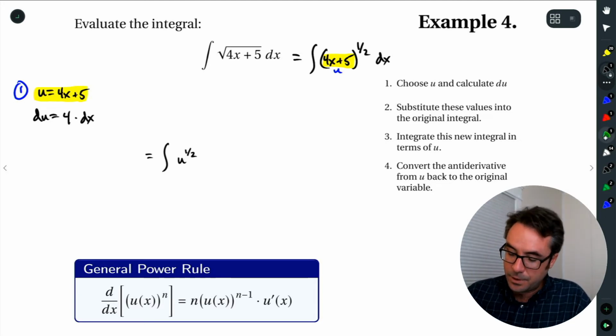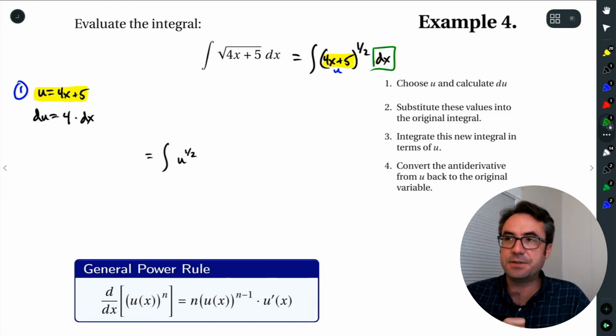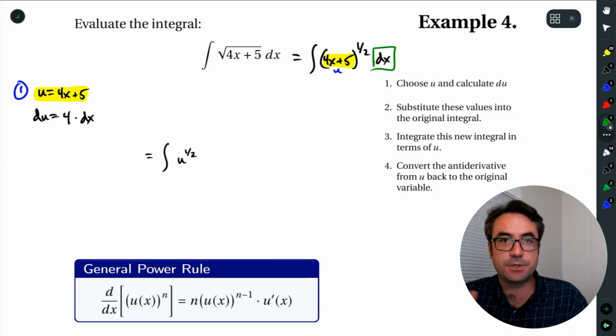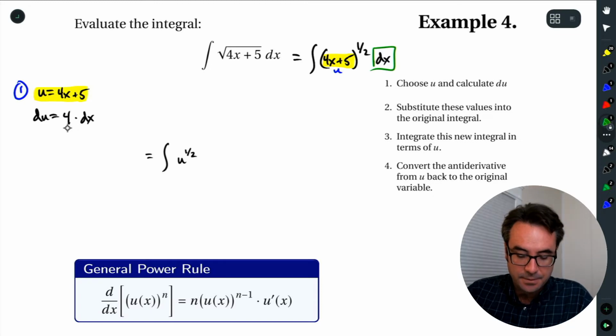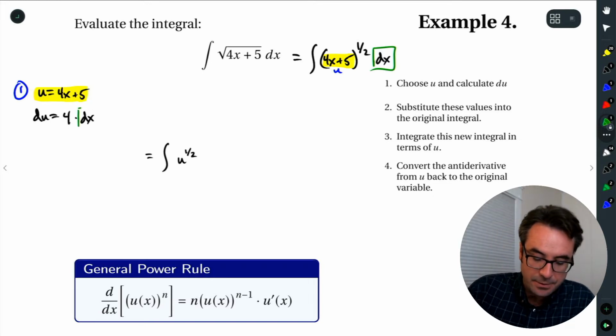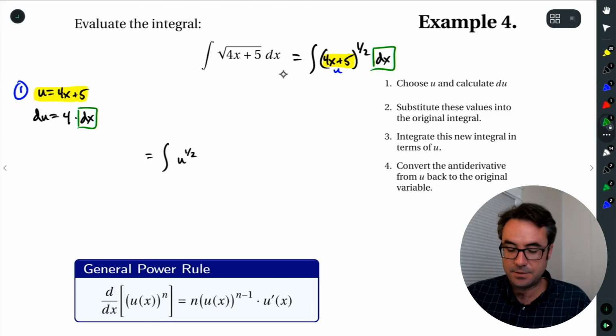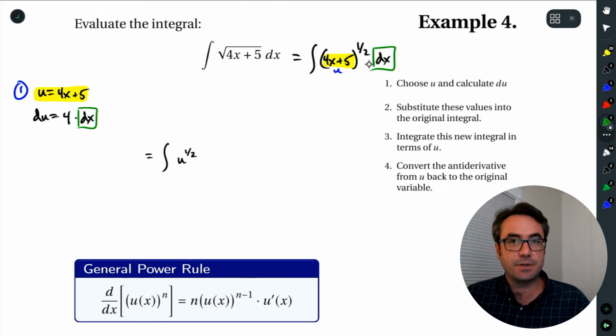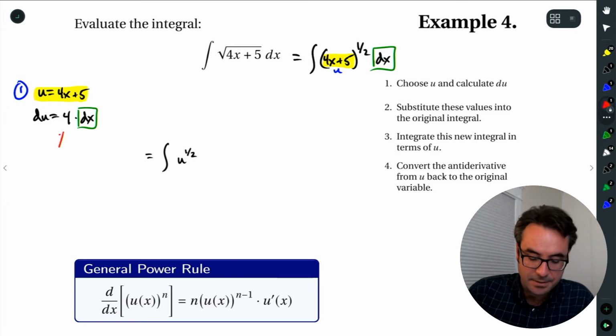Now if we look, what do we have left? We have this differential dx that we need to convert. We can't have a dx. It has to switch some way into du. Now if we look at what we have calculated for du, it's not such a perfect match. We have this 4 here. So yeah, we do have a dx. So the dx's match, but there's this extra 4 that doesn't show up in the original integral. So how can we handle this 4? There's this extra constant here. What can we do?